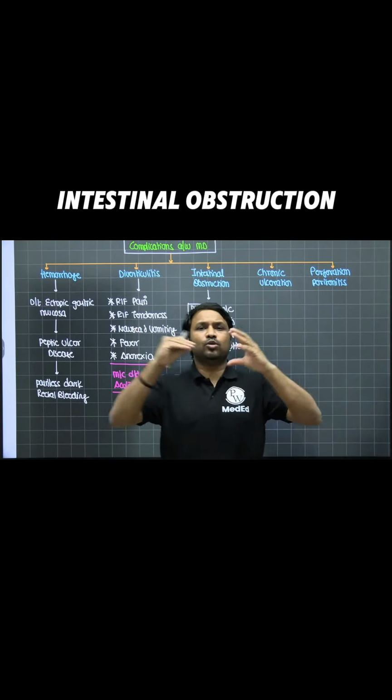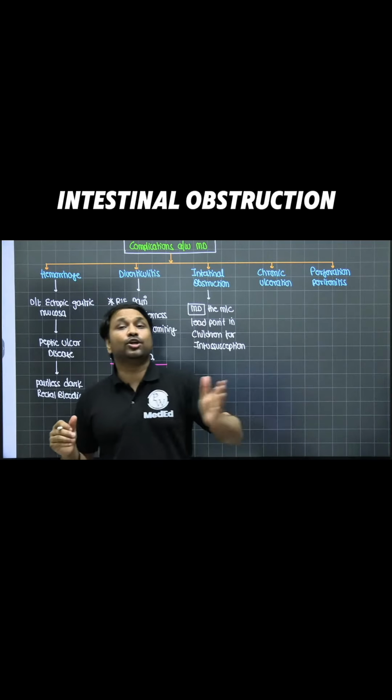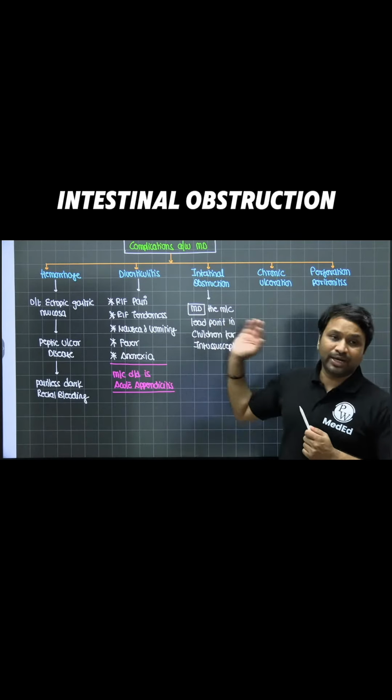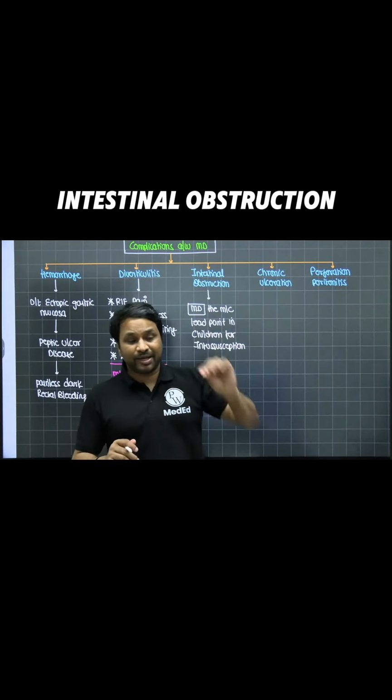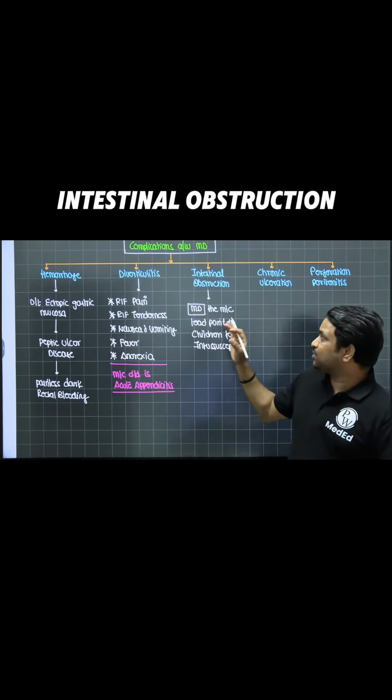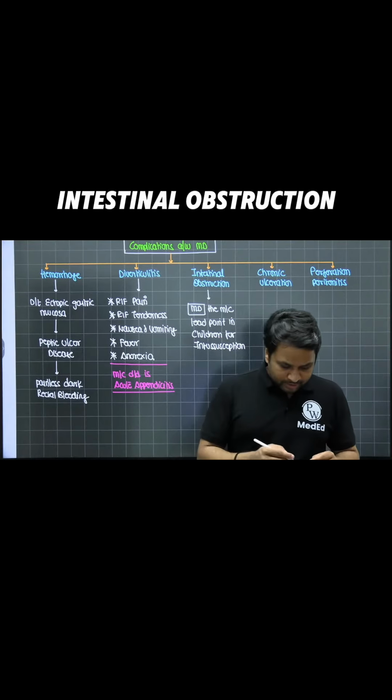It is when the proximal end of the bowel goes into the distal and blocks the bowel, and hence the content cannot move forward. We will talk about it in tomorrow's lecture on bowel obstruction. In that, I'll tell you in detail about all these components. For now, remember Meckel's diverticulum is the most common lead point in children, resulting in intussusception, and that intussusception will result in bowel obstruction.